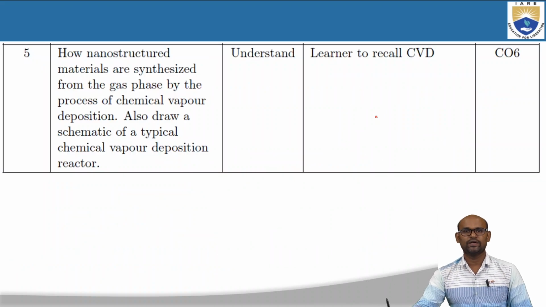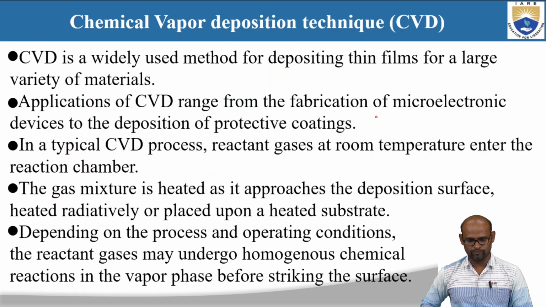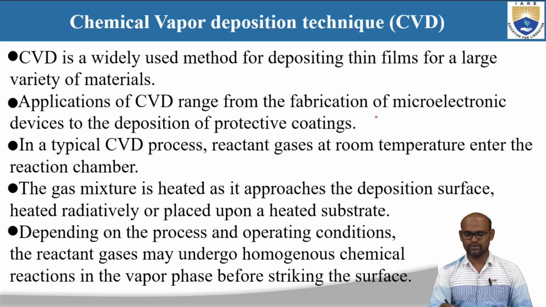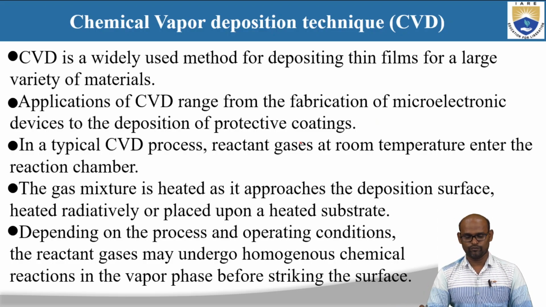How are nanostructured materials synthesized from the gas phase by the process of chemical vapor deposition? Also draw a schematic of a typical chemical vapor deposition reactor. Chemical vapor deposition is a widely used method for depositing thin films for a large variety of materials, ranging from fabrication of microelectronic devices to the deposition of protective coatings. So we use this chemical vapor deposition technique in different fields.